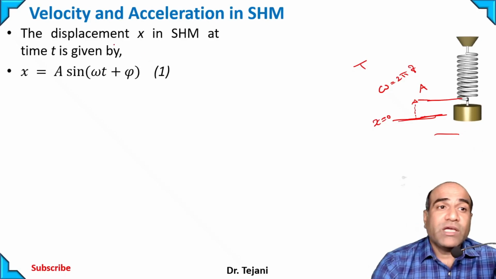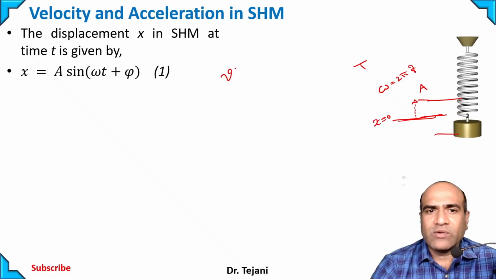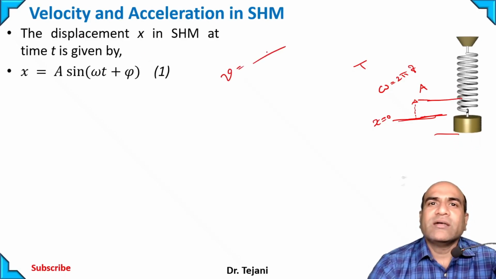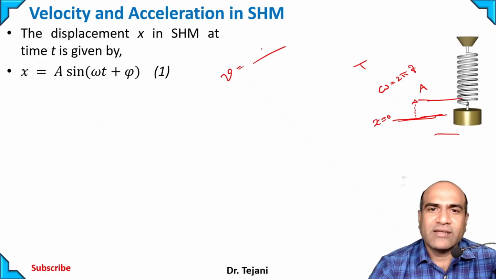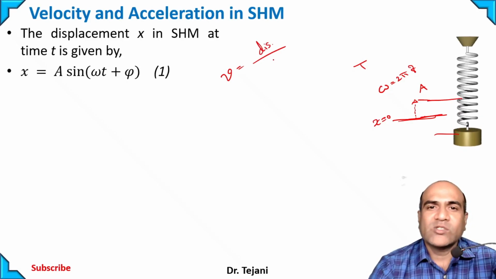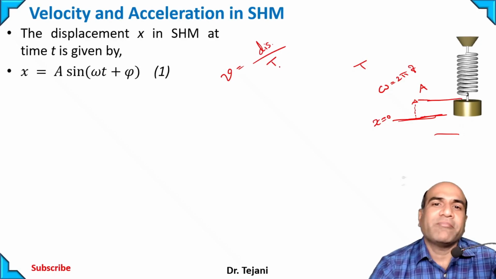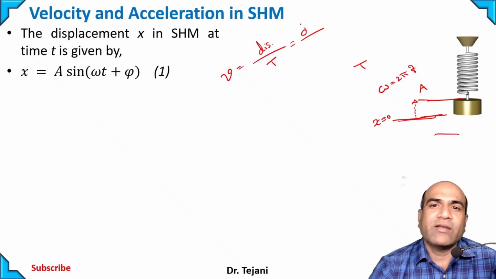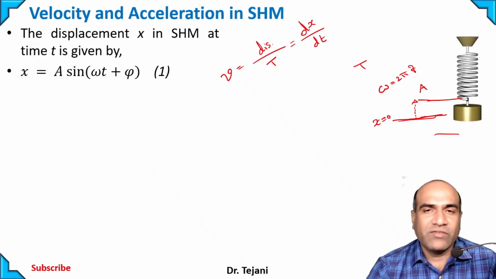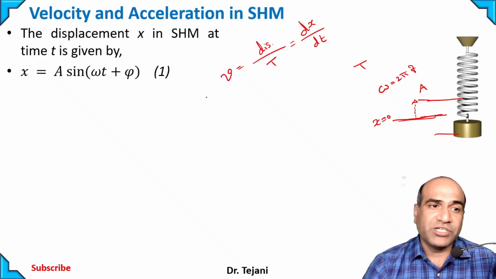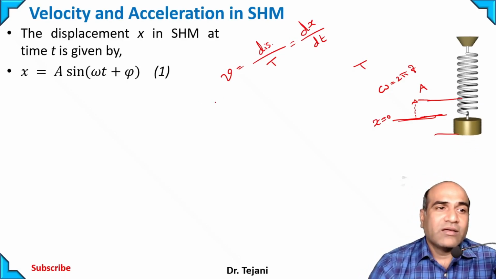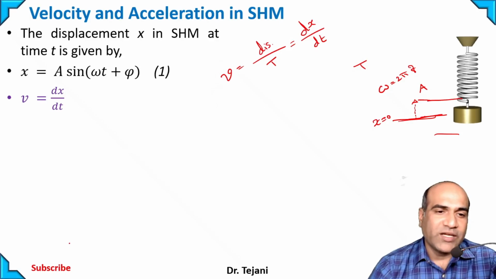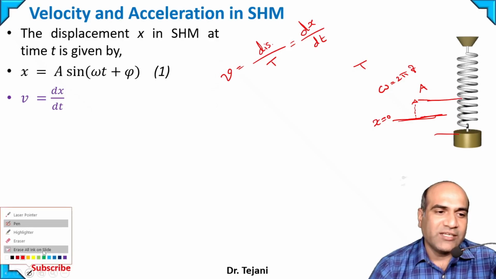Now what is velocity? Velocity is equal to displacement per unit time. And we also know that velocity is equal to dx by dt. If the equation is available, we can differentiate it. So what is dx by dt? Tell me, what is dx by dt?